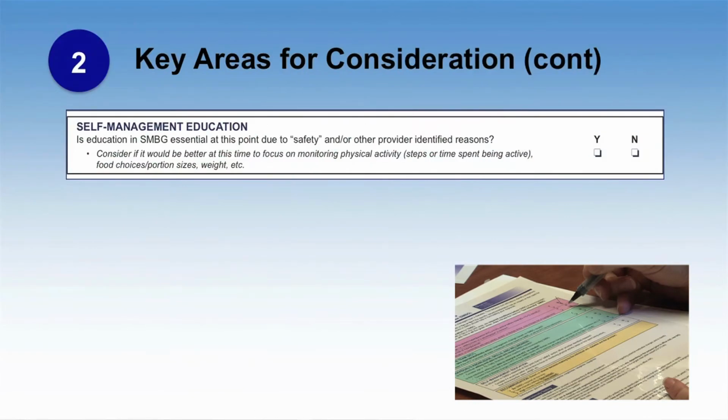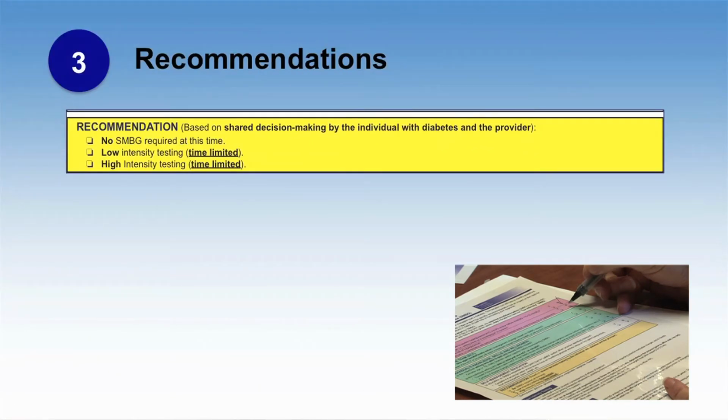The self-management education, what a lot of the educators have said to us, even when they first come in, it's part of their education to measure it and to learn what it means to have high blood sugar. So that's your wiggle room section, and that's the controversial one. And at the end is the recommendations. Either no self-monitoring of blood glucose is required, low intensity, which is time limited, or high intensity, which is time limited, and we'll go over those examples with you later.